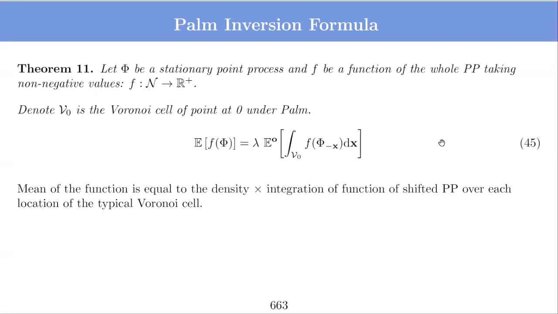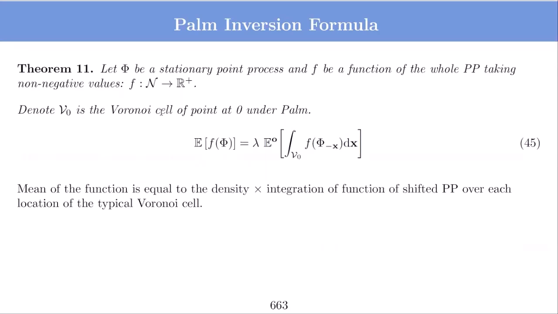We will learn a very important lemma, which is known as the Palm inversion lemma or Palm inversion formula, and we will see some application of that. So the theorem states that if phi is a stationary point process and f is a function of the whole point process taking non-negative values. So this means f is a function from the space of point configurations to R plus. The input argument it takes is the complete phi, and it gives a positive number.